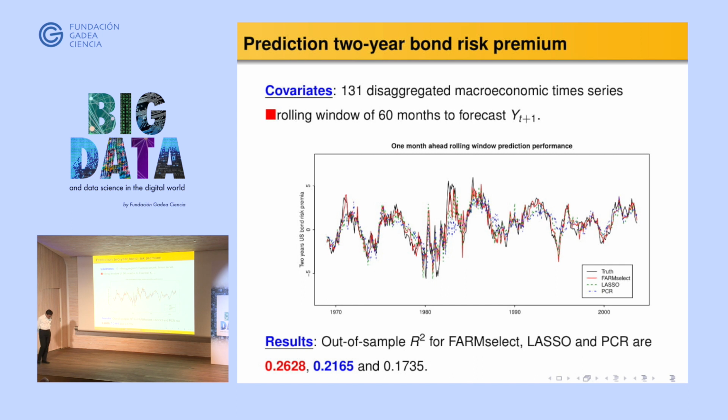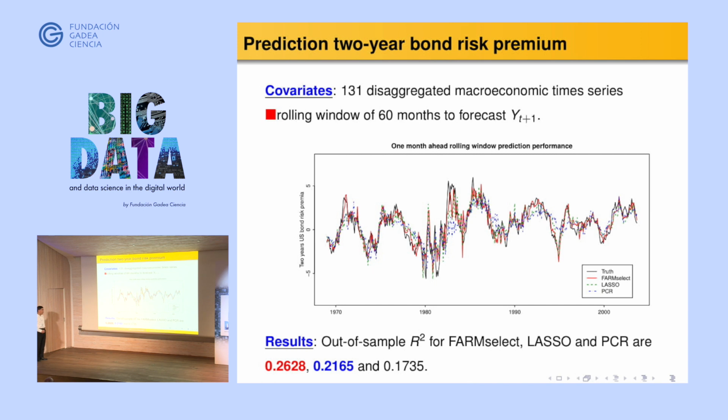So I just want to go back and conclude my talk by running the same example again, right? In this case, I'm not doing principal component regression. I'm just doing traditional model selection, right? So again, I forecast 2-year bond risk premia, so n equals 2. And then I have 131 disaggregated macroeconomic time series. And I use rolling windows, right? So using 60 months of data to forecast the next period. So the sample size is always equal to 60. And our measure is out-of-sample R squared.